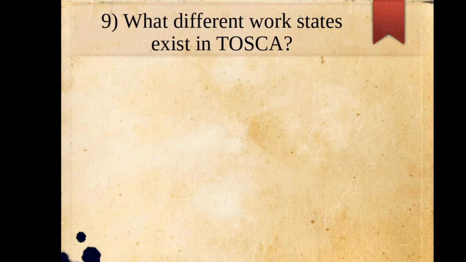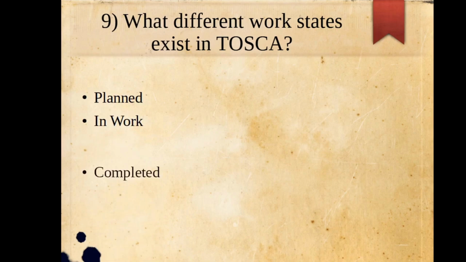Now what are the different work states which exist in Tosca? So there are 3 different work states. First is planned, second is in work, and third is when your work is completed, you move it to completed state.